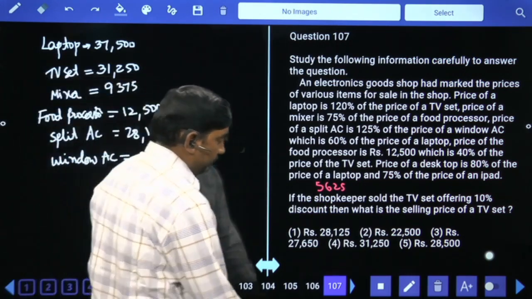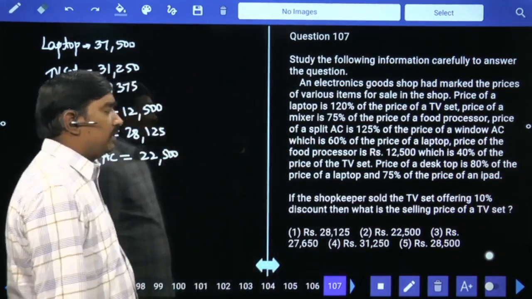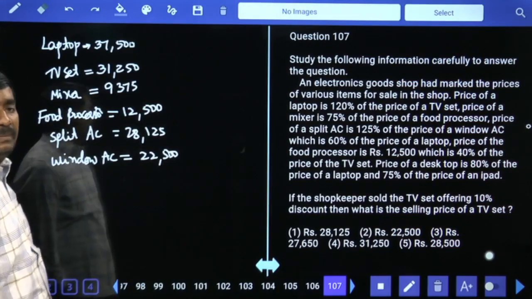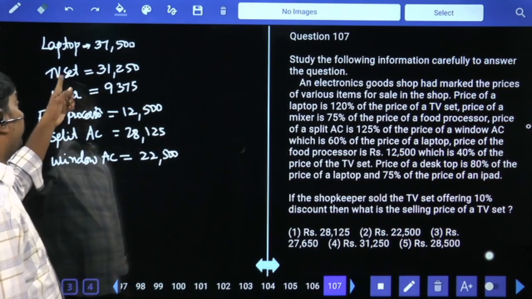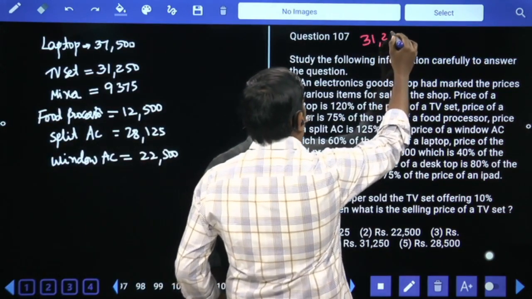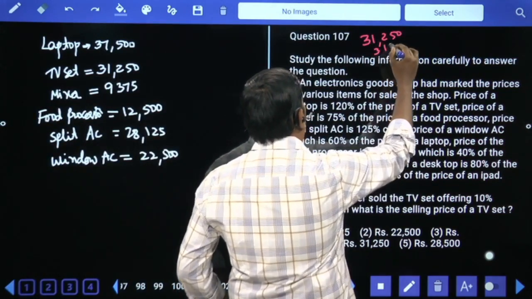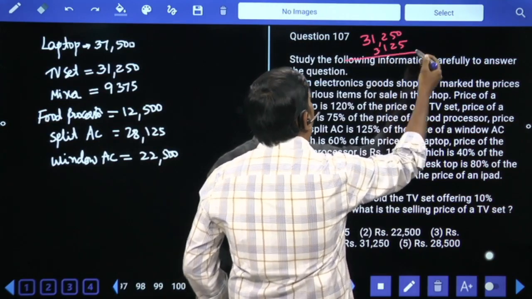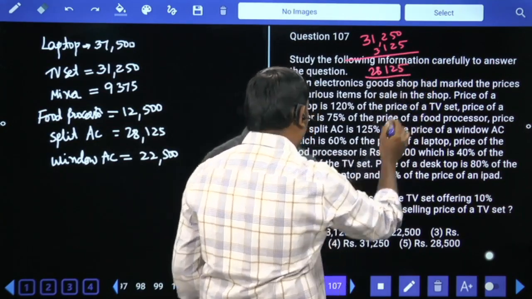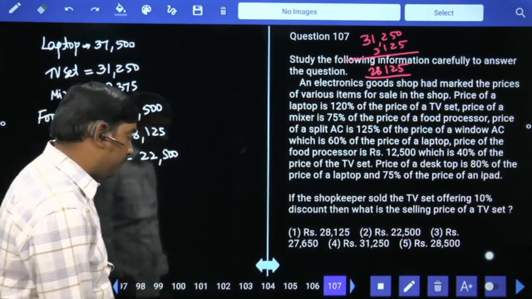These are the prices. First one: if the shopkeeper sold the TV set offering a 10% discount, what is the selling price of the TV set? The TV set is 31,250. A 10% discount means 3,125 rupees discount. 31,250 minus 3,125 is 28,125 rupees. The selling price is 28,125 rupees.